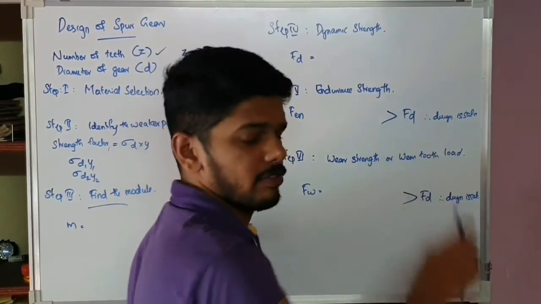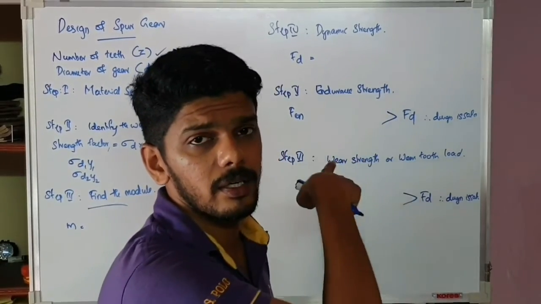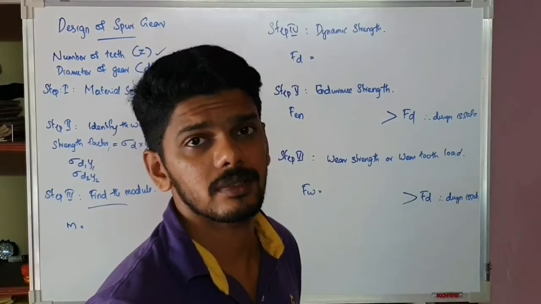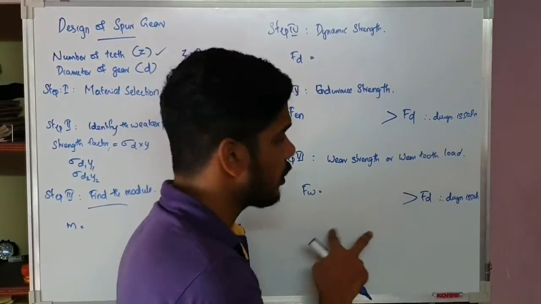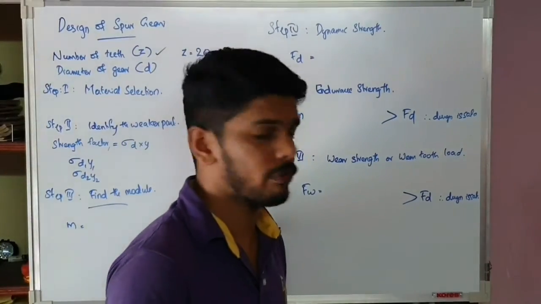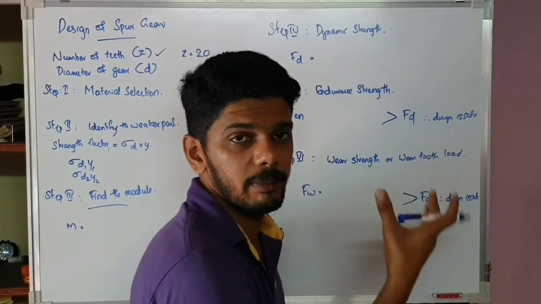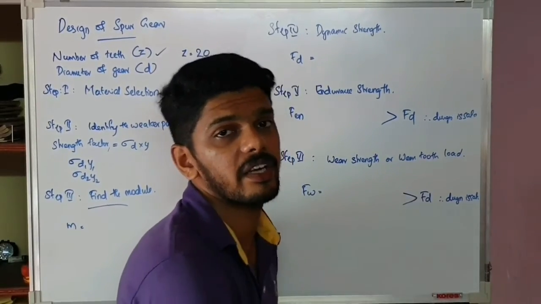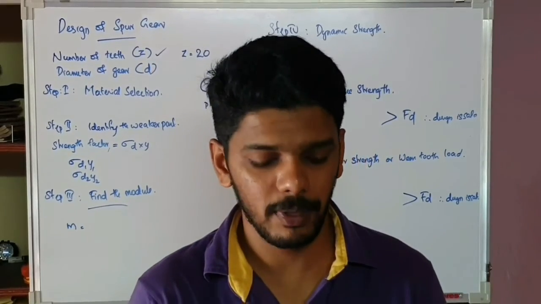Most of the time this will be safe. If it is unsafe, increase the value of sigma endurance. For this case, FW, if it is getting unsafe, there is no other way, else we need to repeat from here. So avoid that. From an exam point of view, just find a suitable value of BHN, the Brinell hardness number, and write it down. That's all. This is the step procedure for designing a spur gear.